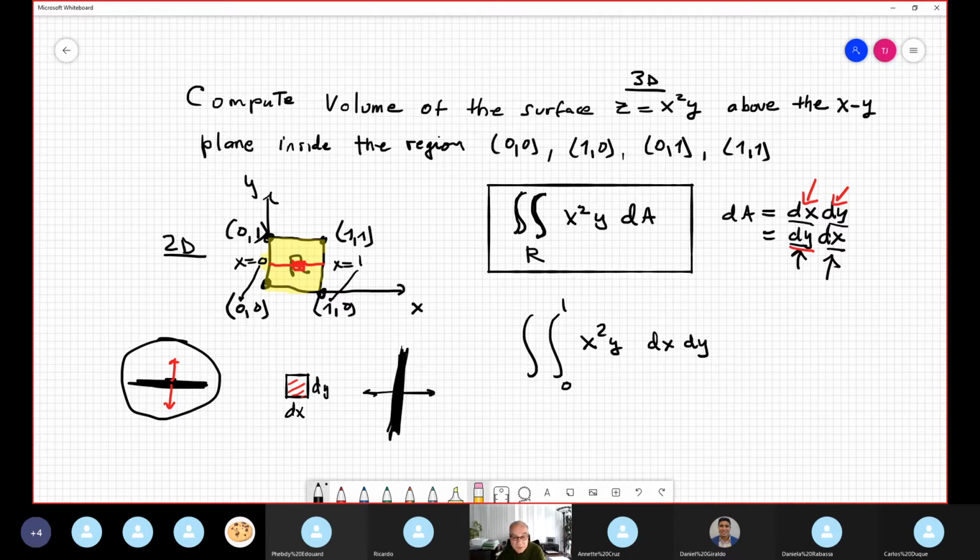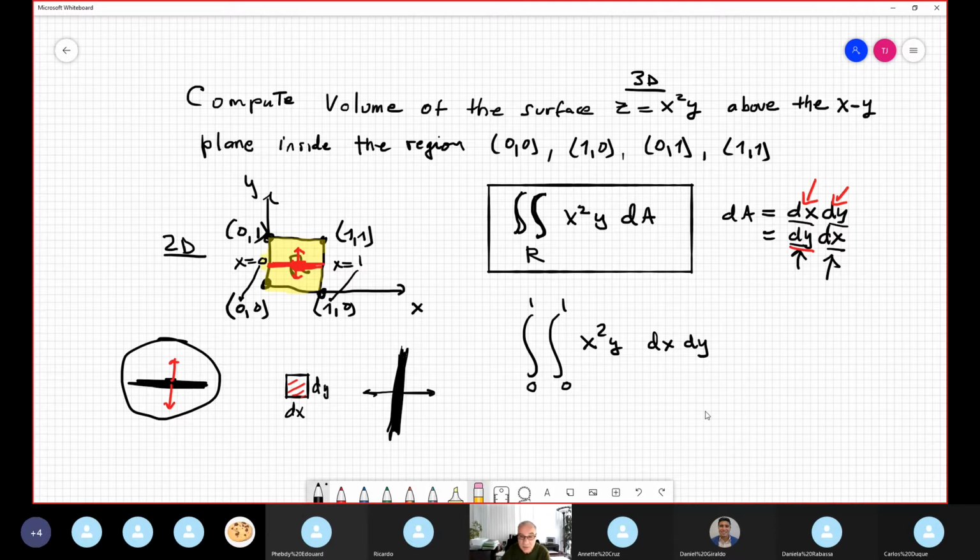Now, when I have the strip, the red strip, I open the window. How? Like that, in order to cover the entire region. So dy varies, in this case, an easy example, from 0 to 1. Guys, I promise I don't want to complicate this a lot.